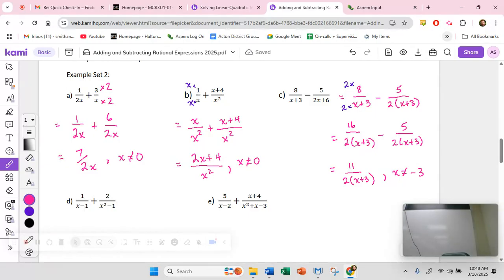Is it entirely obvious how to match up these denominators? I would say not so much. There's no single number I can multiply x minus 1 by to get x squared minus 1. So this is where my hint from up above comes into play. Often we'll need to factor first to get a better idea of how to proceed.